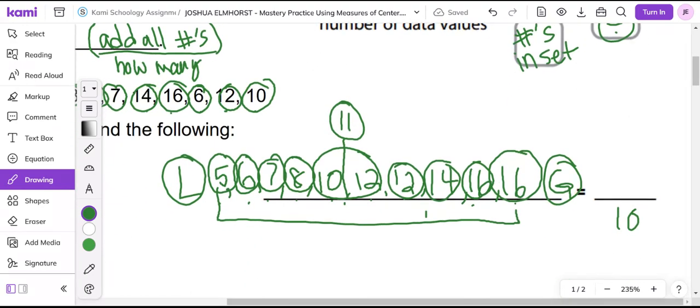Everyone had a chance to add up 5 plus 6 plus 7 plus 8 plus 10 plus 12. Once you add all these up, what's the total? 106. And then how many numbers are in the set? 10. So you divide that out.